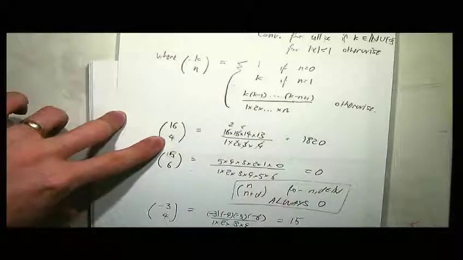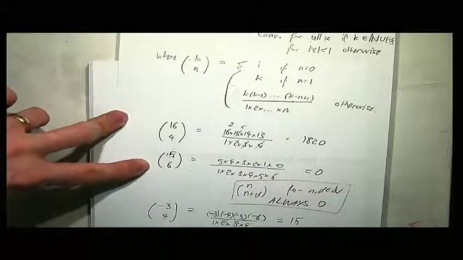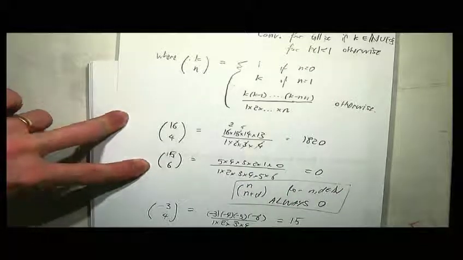I'll tell you now. So look at this. 16 choose 4 is a number of ways to choose 4 things out of 16 things, which is why 5 choose 6 ought to be 0. You can't choose 6 things out of 5, so there's no answer. But -3 choose 4 is a number of ways to choose 4 things out of 3 things if you're allowed to put them back every time.